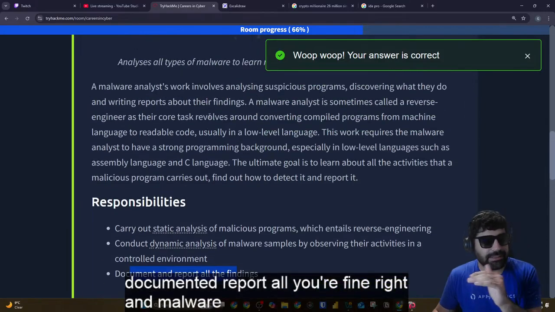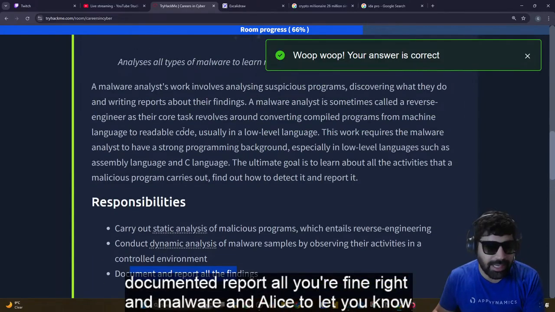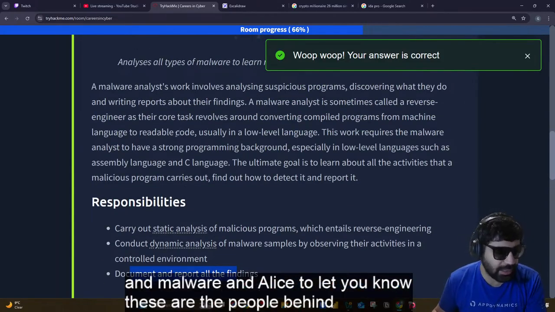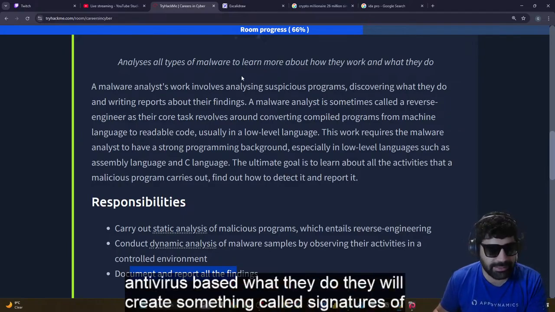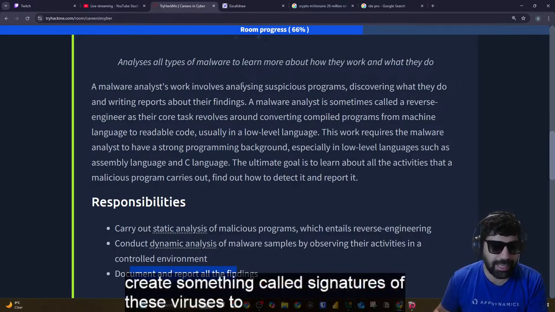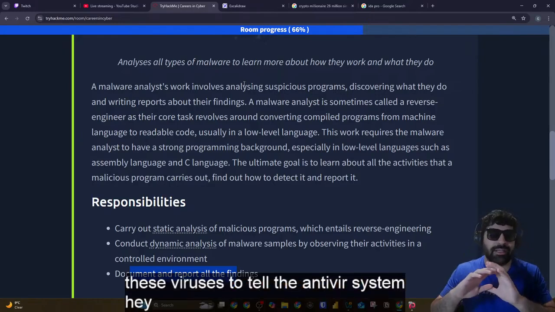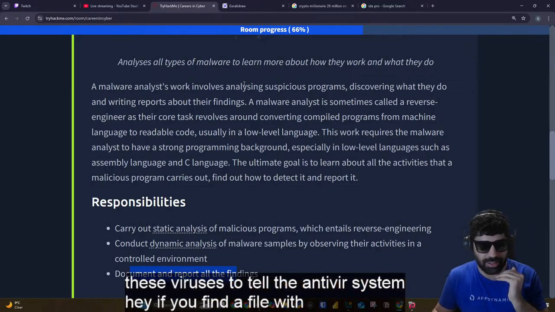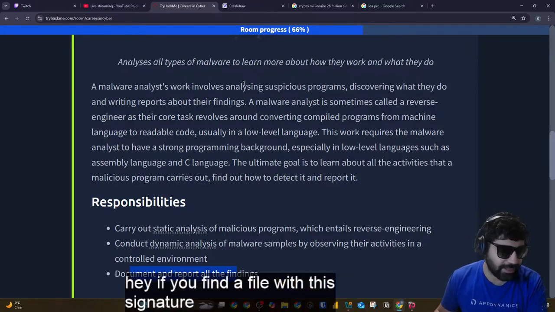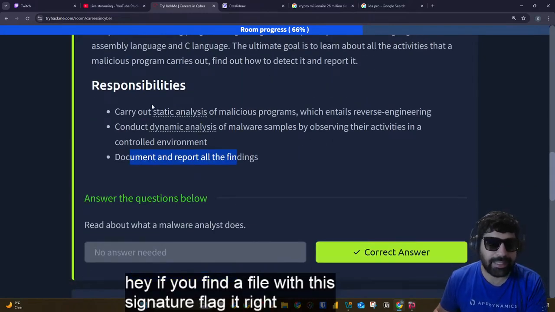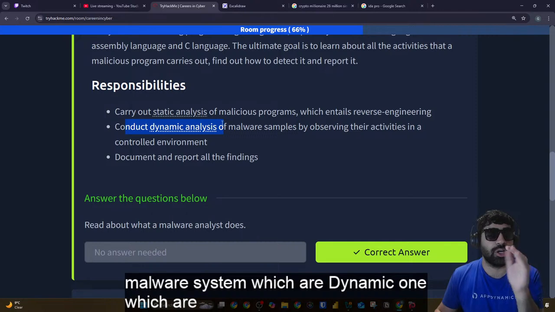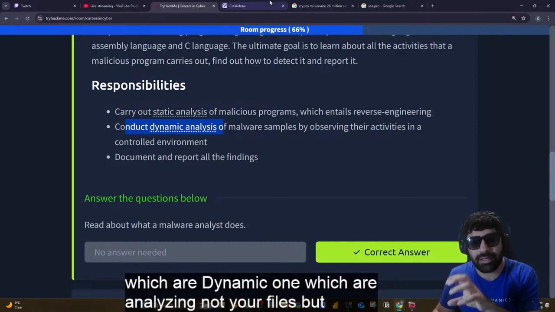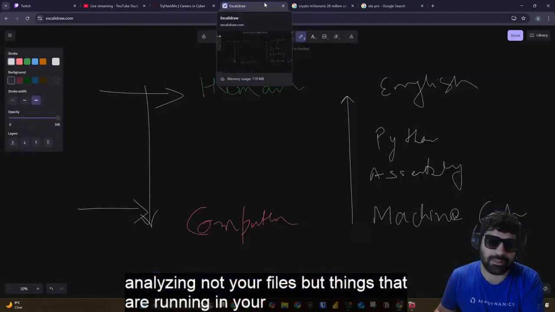And malware analysts, to let you know, are the people behind your antivirus. They create something called signatures of these viruses to tell the antivirus system, hey, if you find a file with this signature, flag it, right? And then there are anti-malware systems, which are dynamic ones, which analyze not your files, but things that are running in your memory.